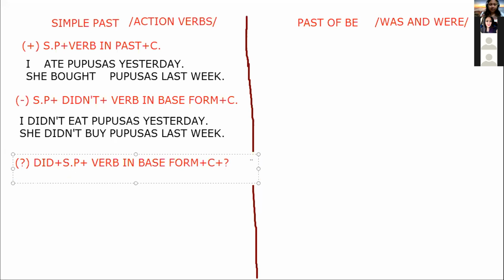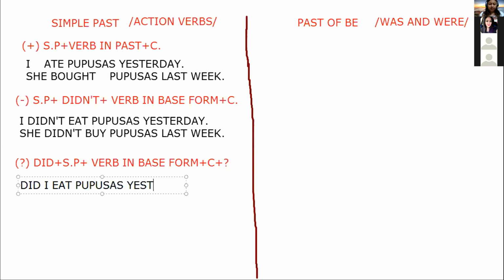Okay. Now we're ready for our exercises. Okay, so our examples. With the same info above, what would be the question? We say, Did you buy pupusas yesterday? Did I eat pupusas yesterday? Very good. Now, what would be the other one?